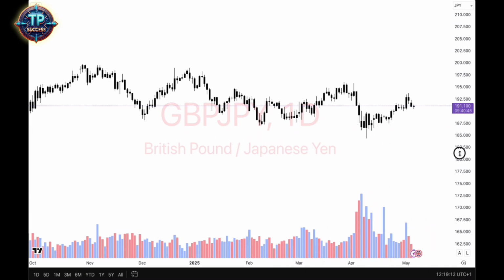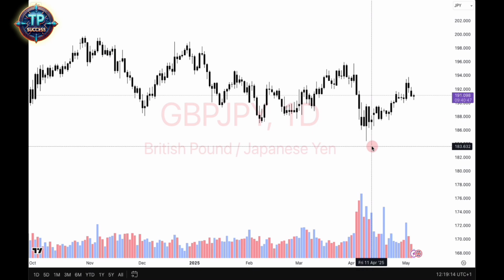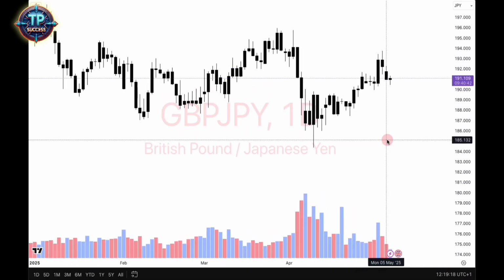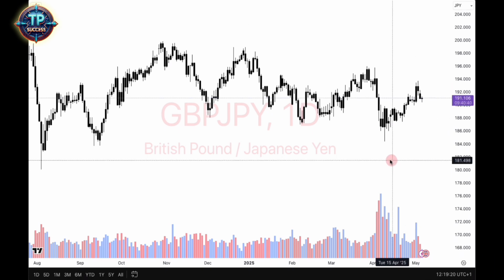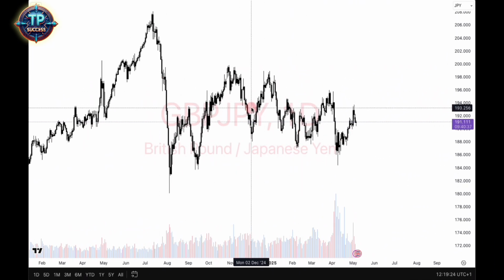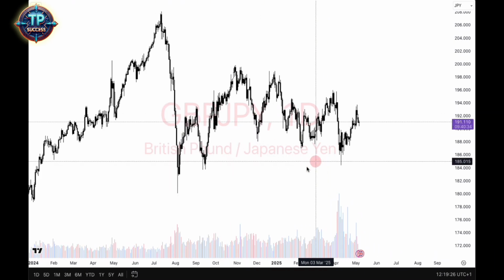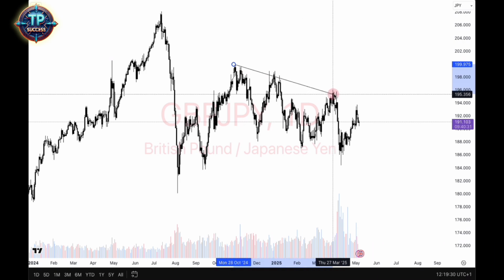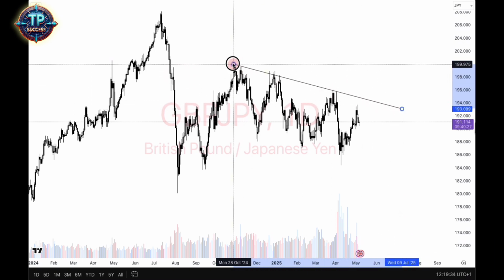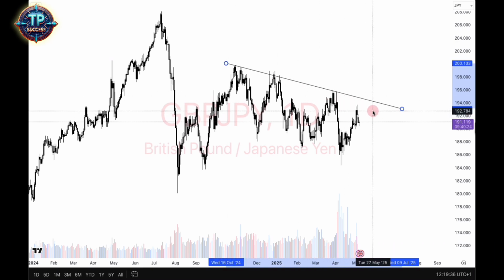As it stands right now, I'm looking at GBPJPY on the daily chart. Let's just point out the obvious in terms of what this is all doing. These levels are actually going to be quite important for us to keep an eye on, just because of where it is and what it's basically doing.